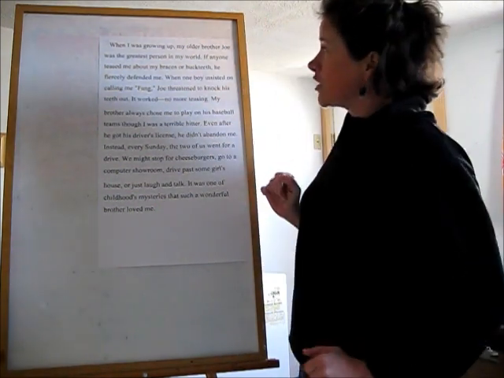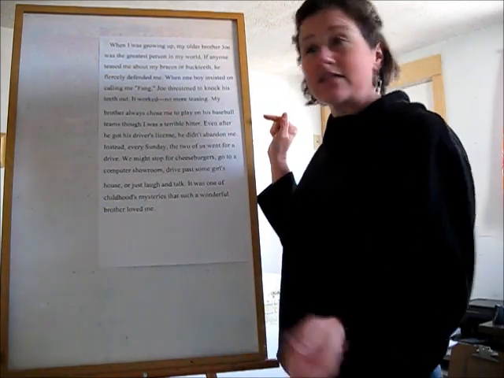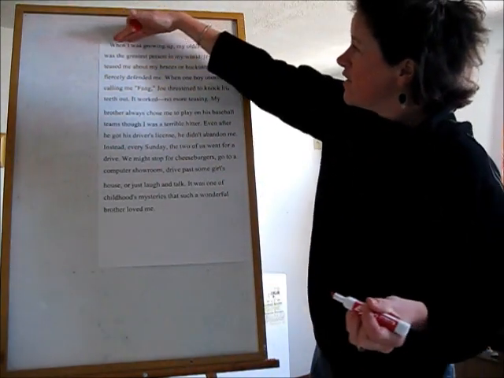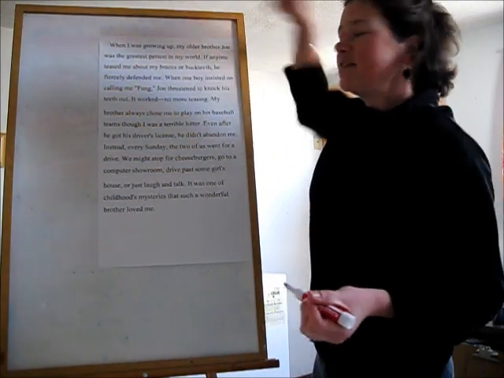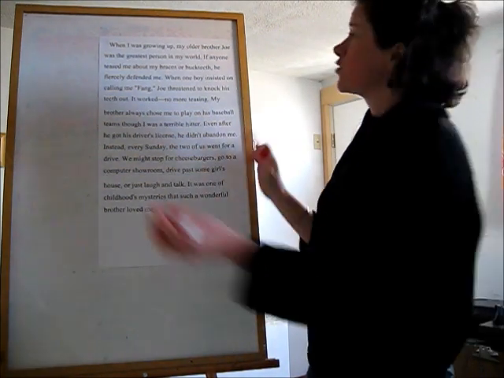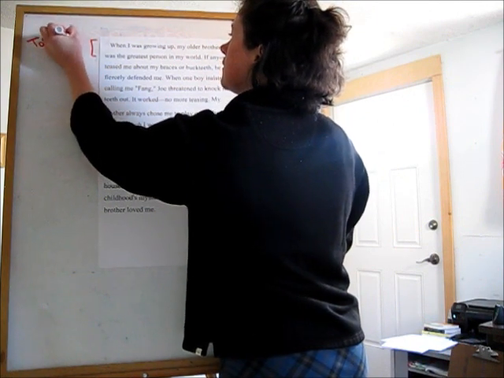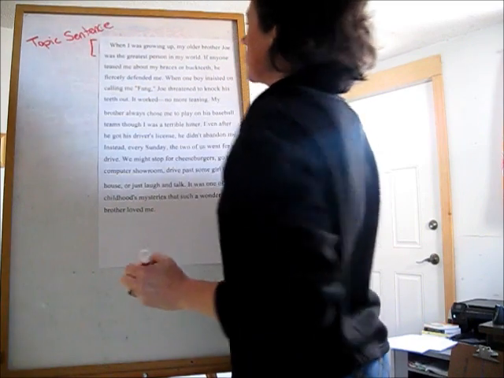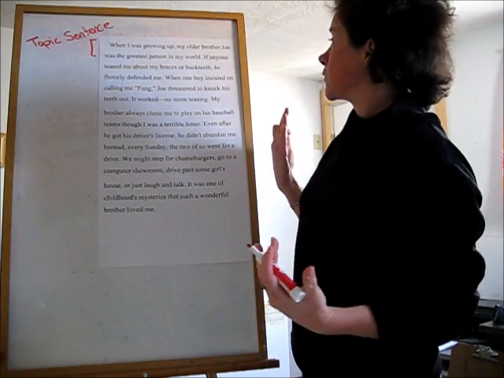All right, now let's just look at the pieces of this paragraph. This first sentence, when I was growing up, my older brother Joe was the greatest person in my world. That's a topic sentence. That one sentence tells us what the rest of the paragraph's going to be about. So everything else that we encounter from this point forward explains how Joe was the greatest person in his world.